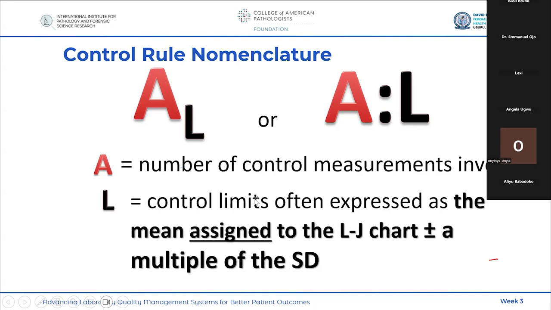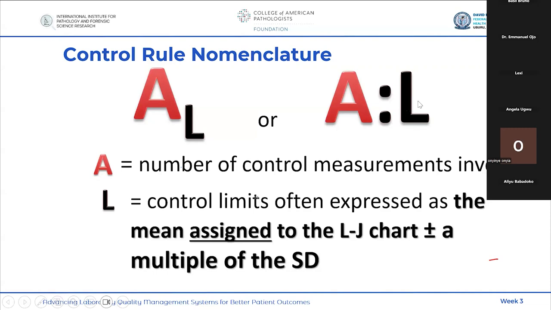So if I want to go back to the example I have there, I say there's 1-2S. So it means this A will represent 1, and then this L will represent 2S. So if I say 1, and we say number of control measurements, it means that I'm talking about only one control measurement. The other example will be 2-2S. So in that case, A is 2. It means that we have more than one control measurement that is involved in the violation of that rule.